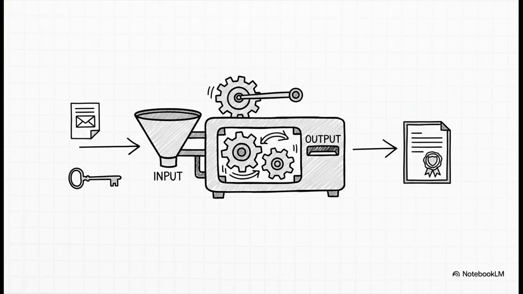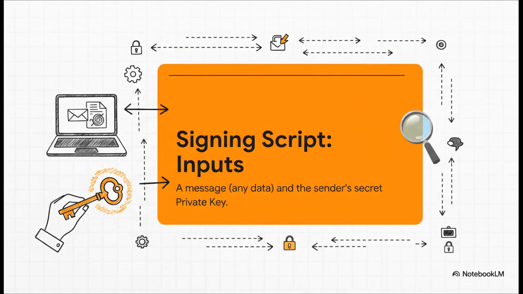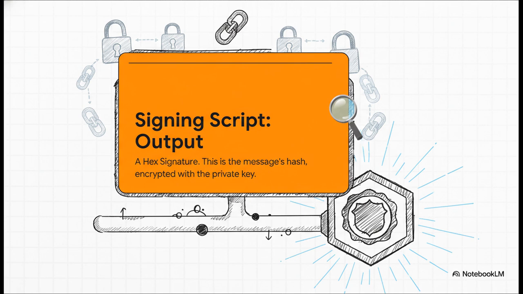The best way to think about our Python script is to see it as a simple machine. It's a black box, really. You feed it a couple of specific inputs, it does its magic using those powerful libraries, and it gives you one predictable, secure output. That's it. Inputs in, output out. So, what do we need to feed into our signing machine? It's actually super simple. All it needs is the message you want to sign and your secret weapon, your private key. And what does our machine spit out? Just one thing, a string of text we call a hex signature. That's our digital seal ready to be sent along with the original message.